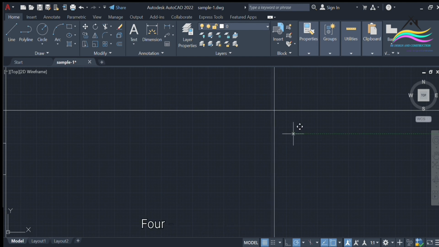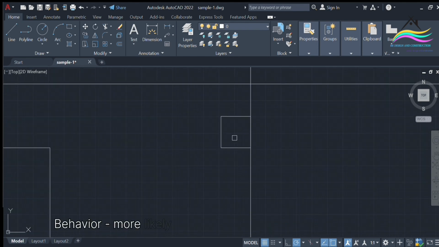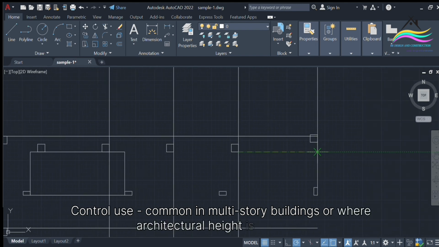4. Long, slender columns. Definition: columns with a height to least lateral dimension ratio greater than 12. Behavior: more likely to fail by buckling rather than crushing. Structural use: common in multi-story buildings or where architectural height is needed.